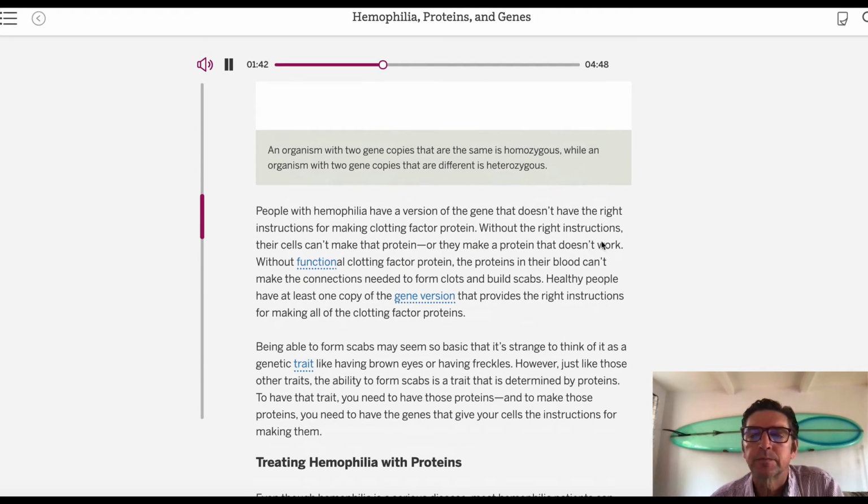Without the right instructions, their cells can't make that protein, or they make a protein that doesn't work. Without functional clotting factor protein, the proteins in their blood can't make the connections needed to form clots and build scabs. Healthy people have at least one copy of the gene version that provides the right instructions for making all of the clotting factor proteins.